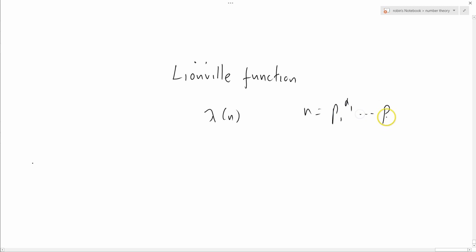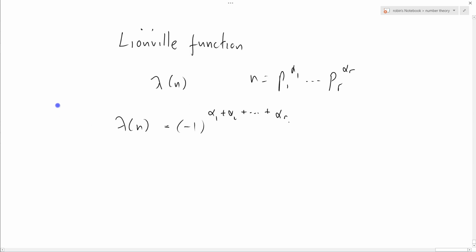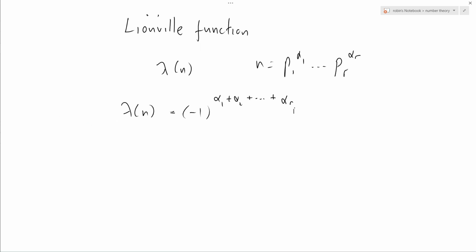Okay, so what I'm going to do is talk about a couple of other multiplicative functions. I'm going to talk about the Liouville function, normally written lambda of n. Well, if n equals p1 to the alpha 1 through pr to the power alpha r, if this is the prime factorization, then lambda of n equals minus 1 to the power alpha 1 plus alpha 2 plus ... alpha r. So it's the number of prime factors, counting with multiplicity.